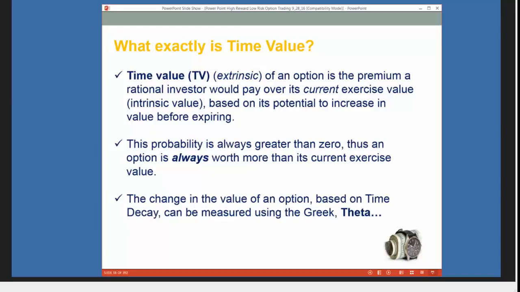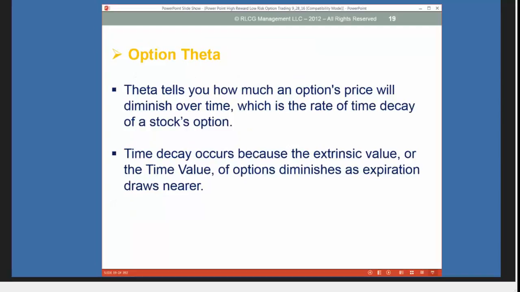So the change in the value of the option, again, is what we can call the time decay, and we can measure that using that Greek called the theta. And here's how the theta works. Theta tells you how much an option price will diminish over time, and that's the rate of time decay of that stock option. Time decay occurs because that extrinsic value, or the time value of the option, is going to diminish, and it goes to zero at expiration, so it's a decaying asset.